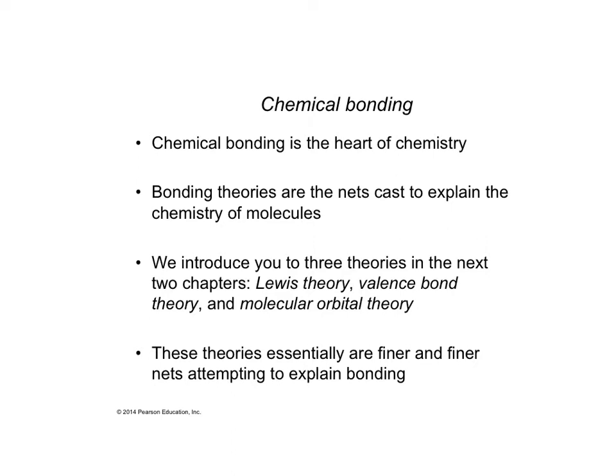So in the next two chapters, we are going to introduce you guys to three separate bonding theories. The first one is called Lewis theory, and it's essentially what this chapter deals with. The second is valence bond theory. And the third is molecular orbital theory. So why do you think we would need three separate theories to explain bonding?